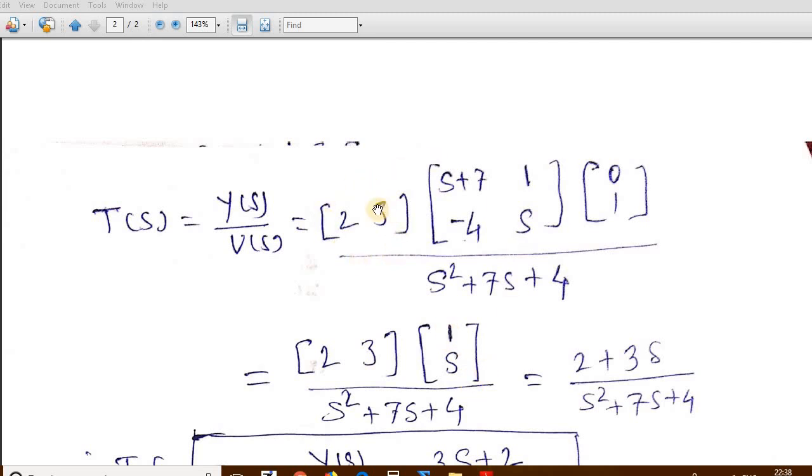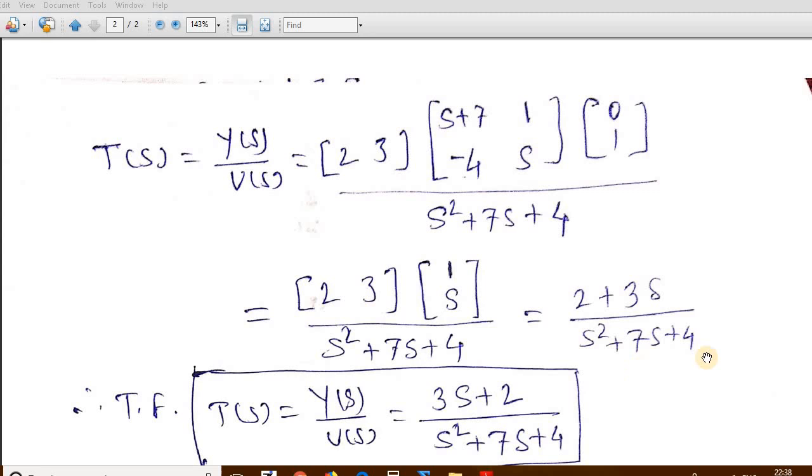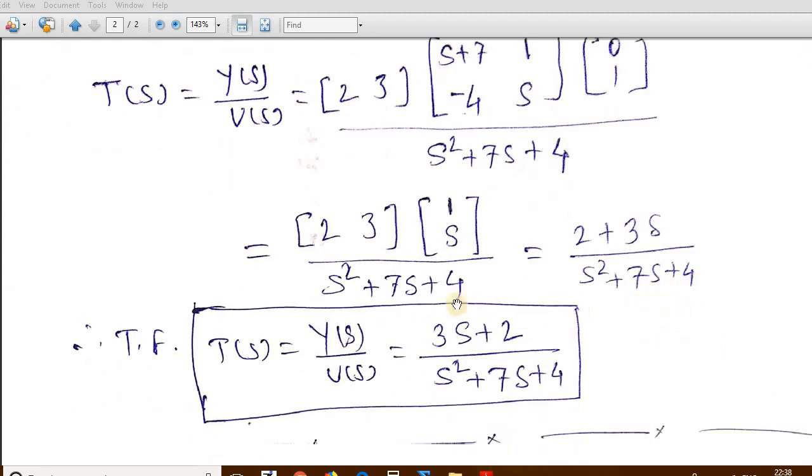Now we multiply with [2 3]. So 2 into 1 is 2, plus 3 into s, so 2 plus 3s is the numerator, and the denominator is s square plus 7s plus 4. Hence this is the required transfer function, the derivation of a transfer function from the state model. Y(s)/U(s) equals (3s plus 2) divided by (s square plus 7s plus 4). This is how we can find the transfer function from the given state space model. Thank you.